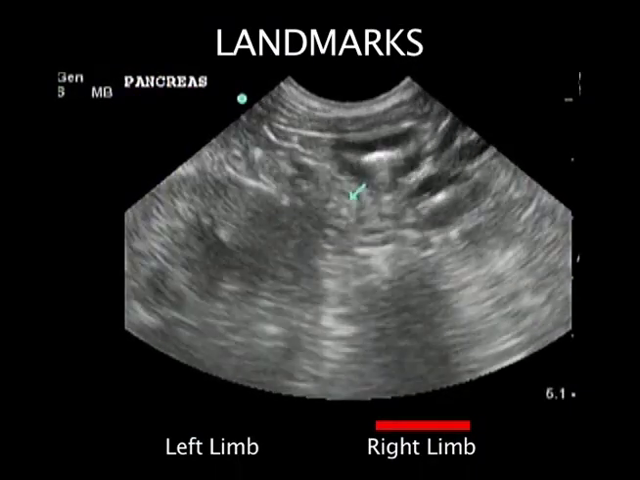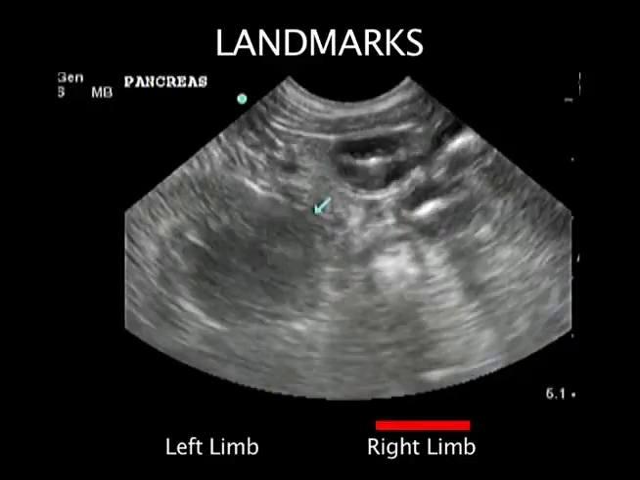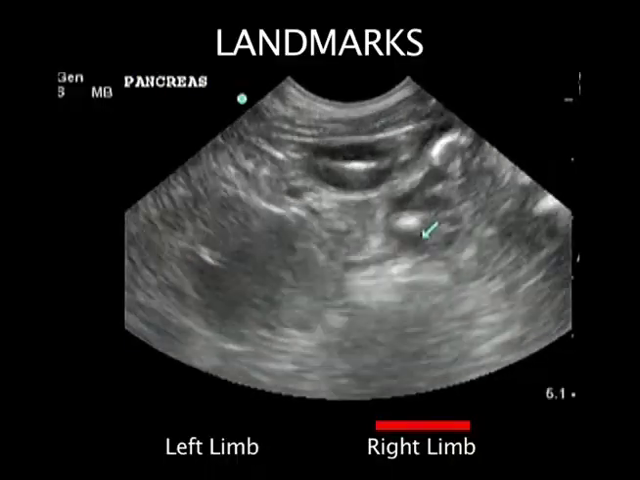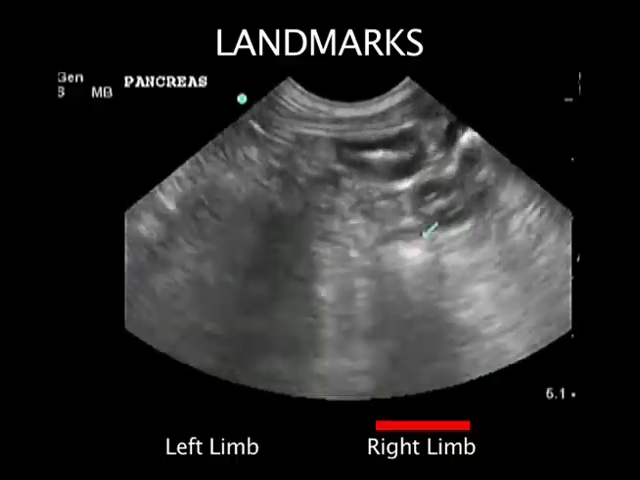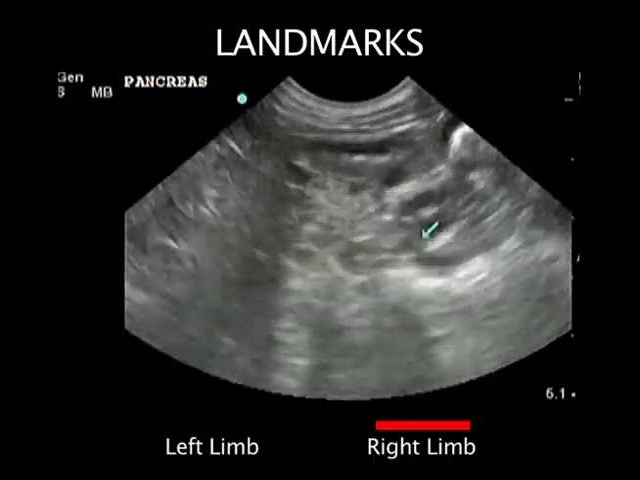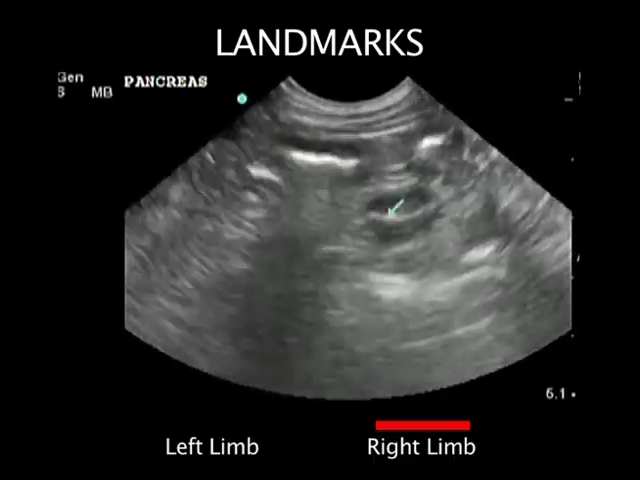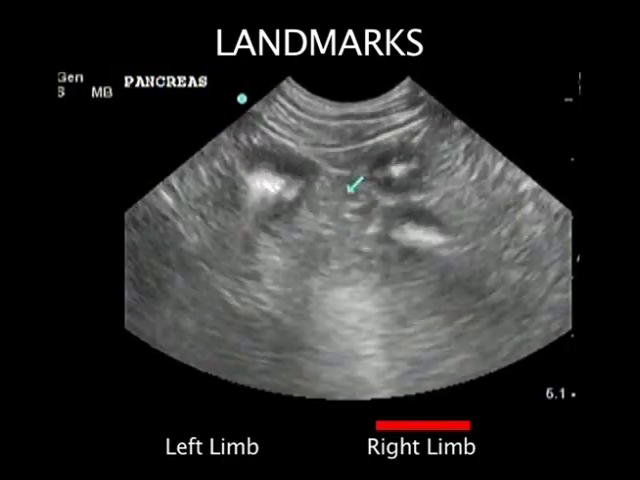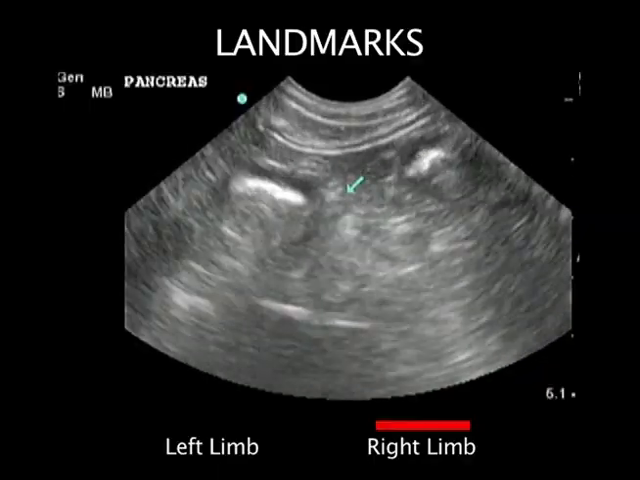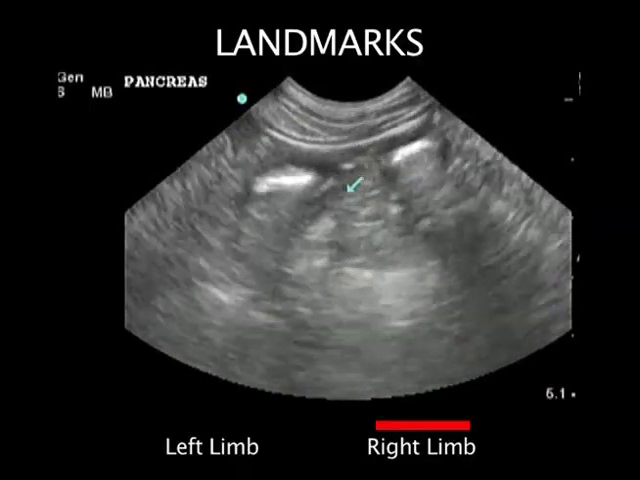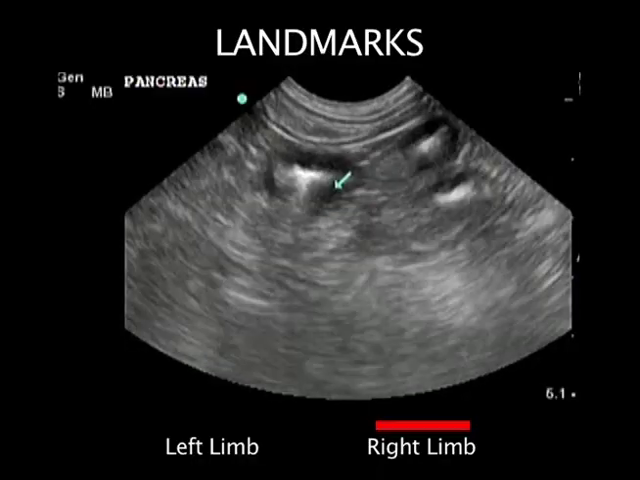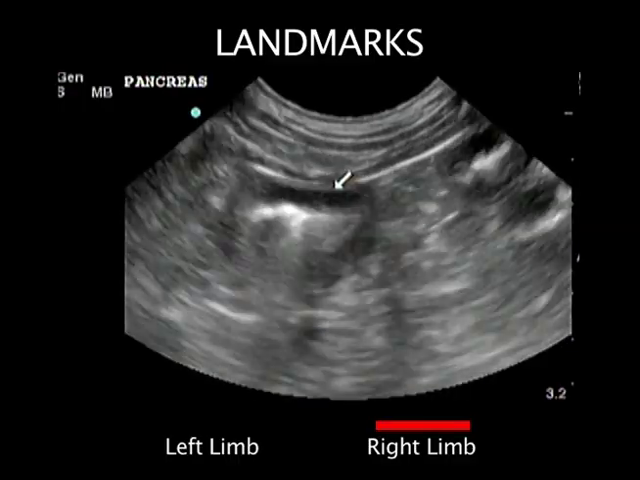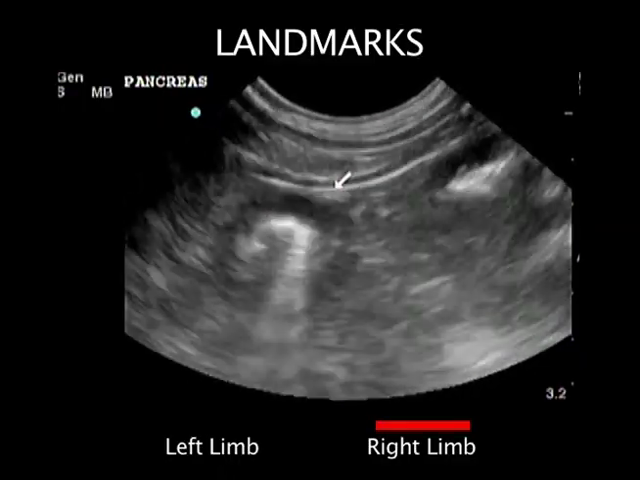In this ultrasound video, the transducer is already in a transverse position over the descending duodenum. Note the right kidney to the left side of the ultrasound screen. The green arrow points to the mildly inflamed pancreas dorsal to the duodenum. Note the anechoic pancreatico-duodenal vein dorsal to the duodenum.